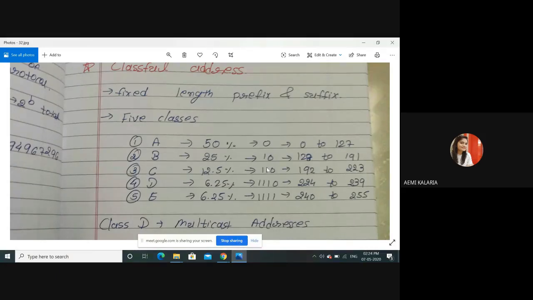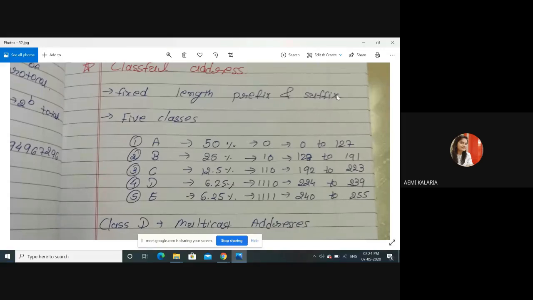What are 0, 10, 110, 1110 and 1111? These are the reserved bits of each and every class; I'll discuss how exactly they are distributed, don't worry about it. And this is the exact range of each class. Class A ranges from 0 to 127, then 128 to 191, 192 to 223, 224 to 239, and 240 to 255. This is the exact range of all classes. Let's see how we can identify this. Let's say one IP address is given to us, right?